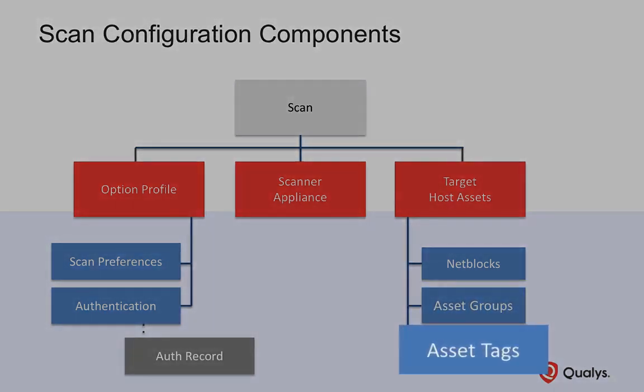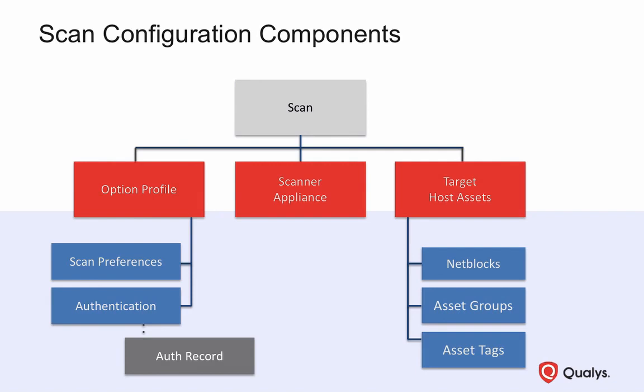Asset tags, the last scan target option, provide a dynamic and automated solution for managing host assets in your Qualys subscription. For now, simply understand you can launch a scan that targets any asset groups or asset tags that you've created. You'll get an opportunity to create your own asset groups and asset tags in the lab exercises that follow.